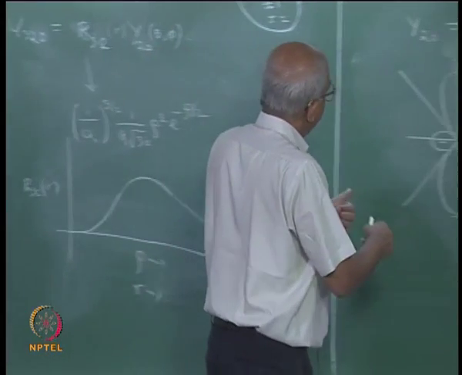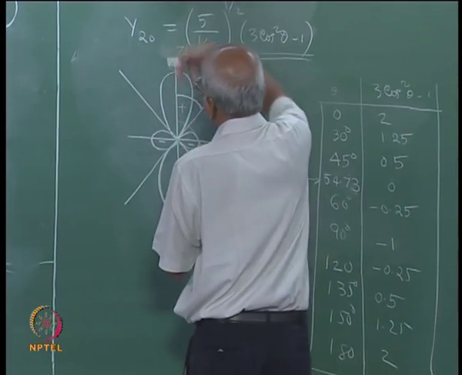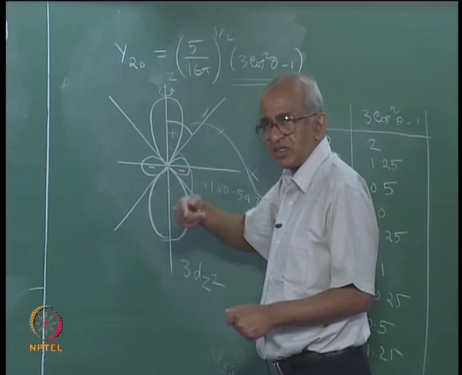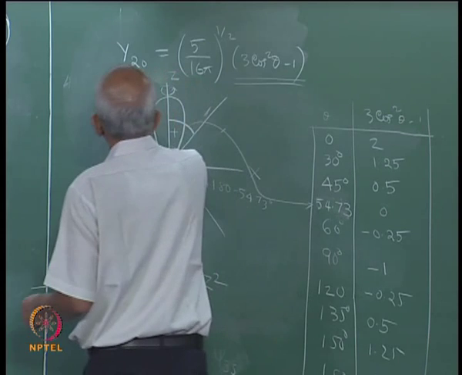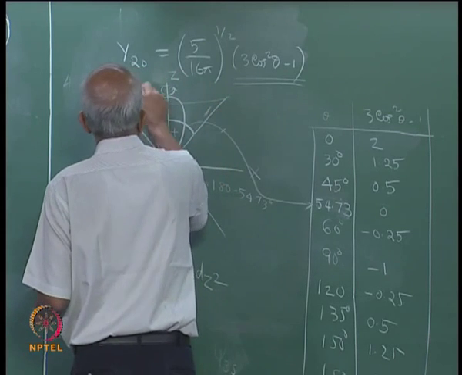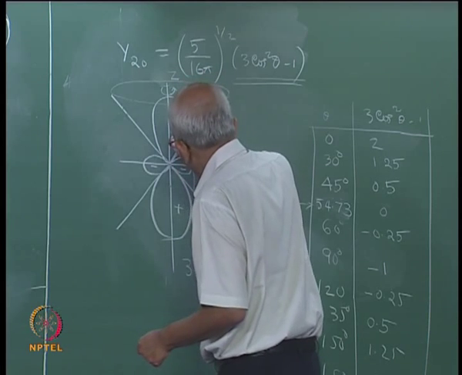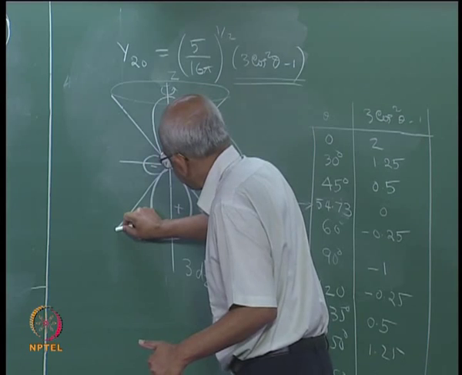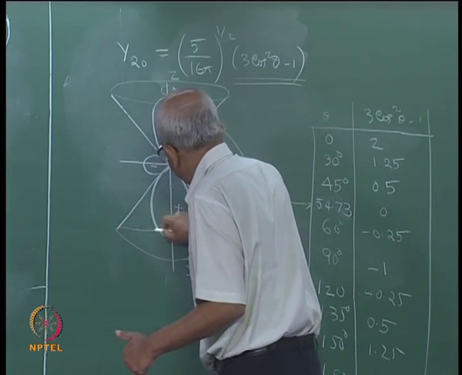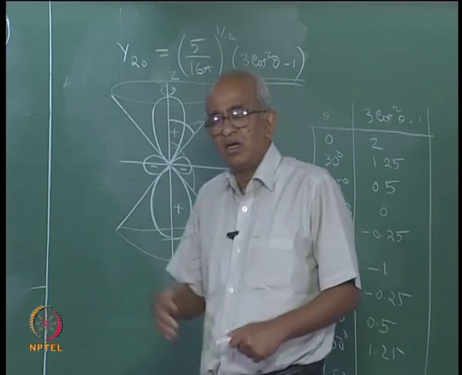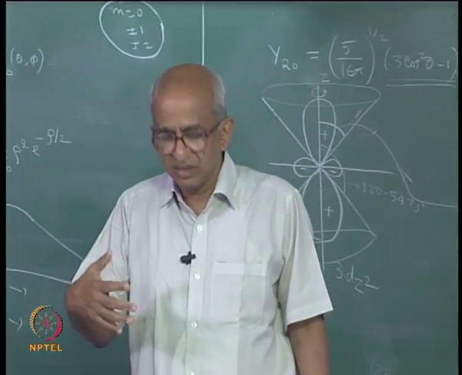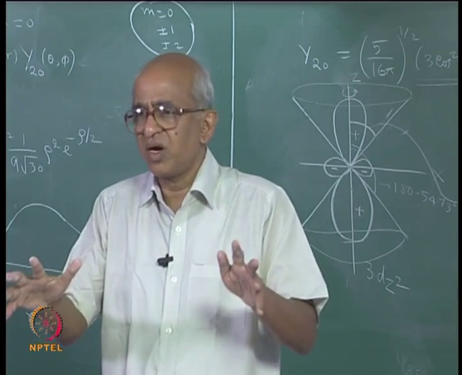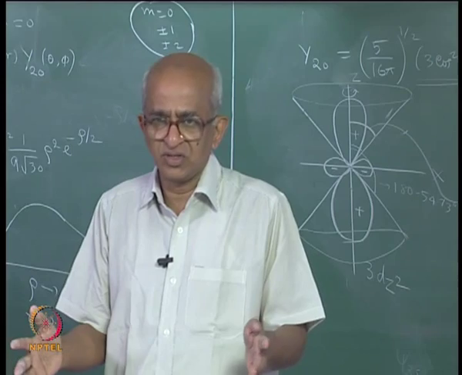So, when you get the 3-dimensional appearance by rotating about the z axis, you think of what will happen to these lines. These lines actually will describe a cone, something like that, such that the internal angle of the cone is 54.73 degrees, and similarly these lines will also describe another cone. And you should realize now that for any point lying along the surfaces of these cones, the angular part of the wave function will be identically equal to 0.